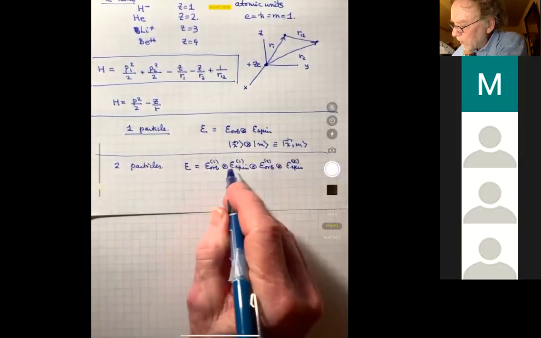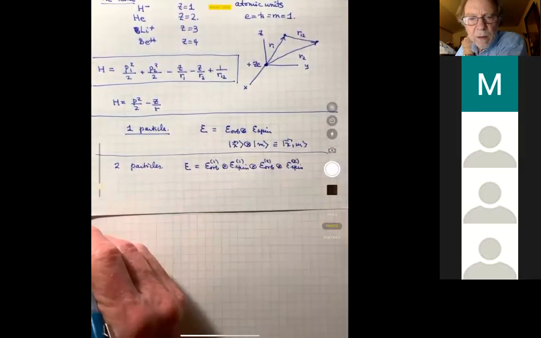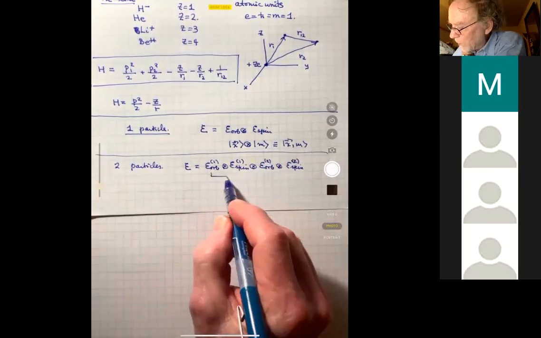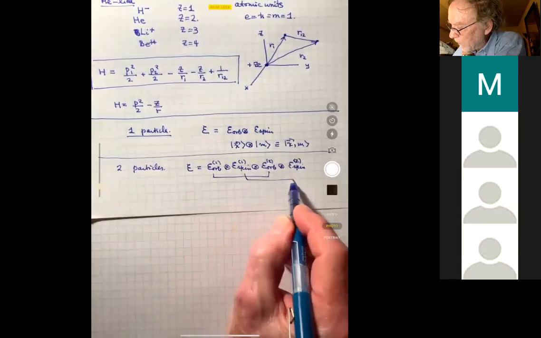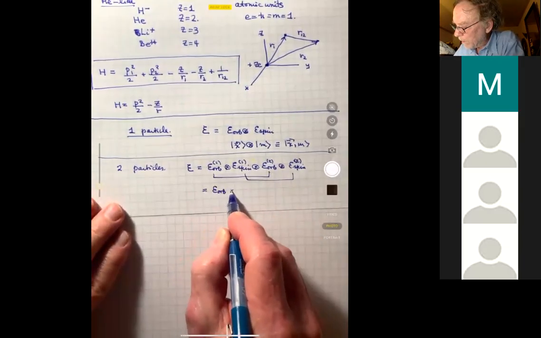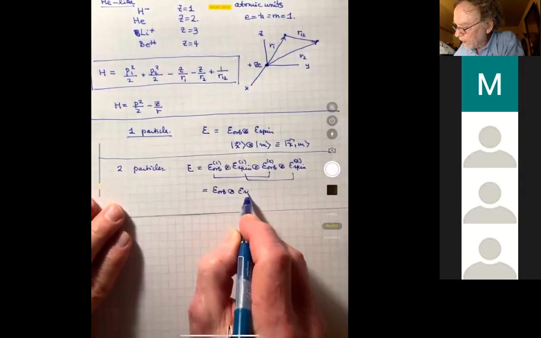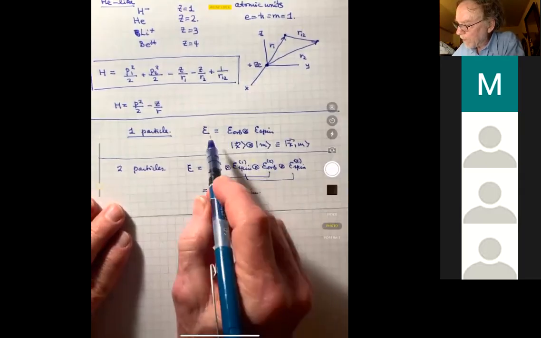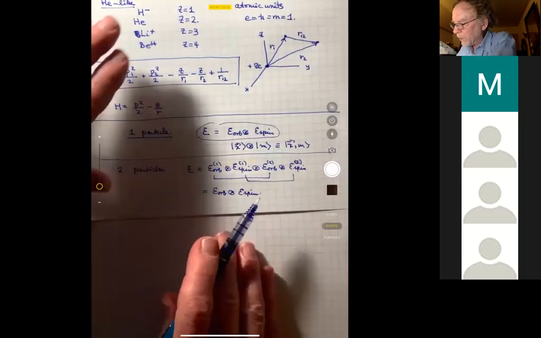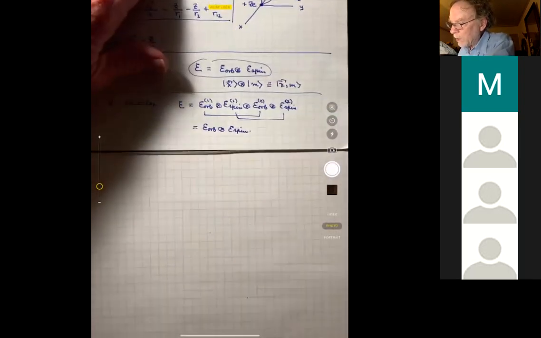The parenthesized numbers here are the labels of the particles. We can rearrange these factors and put the orbital factors together and the spin factors together and write this as E orbital times E spin, like this. This is not the same as what I have above. That one up above is for a single particle, and this one's for 2 particles. In any case, let's do that.